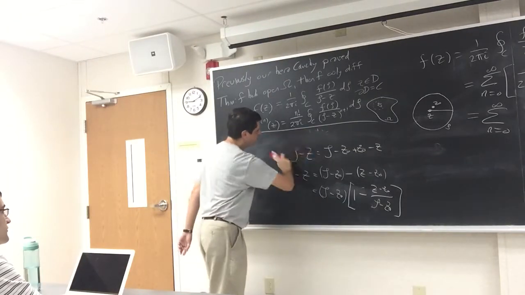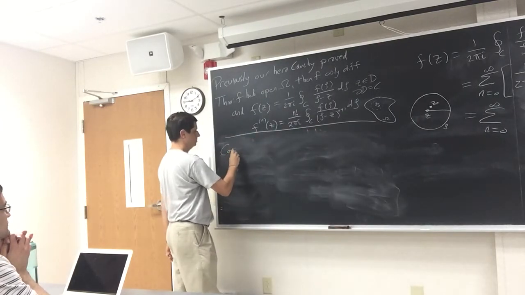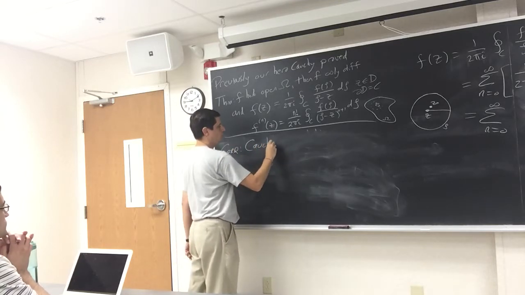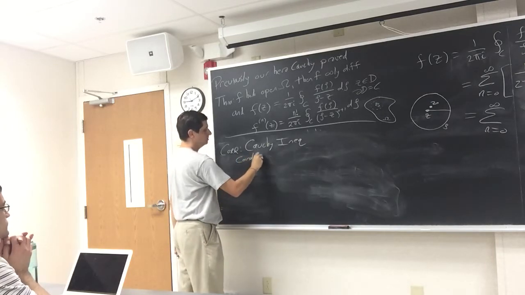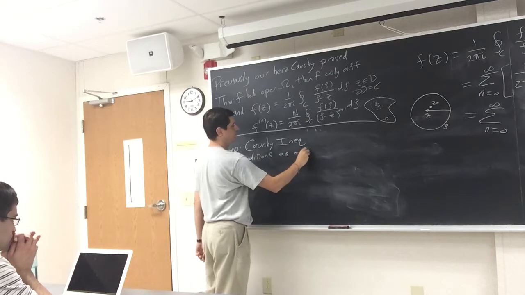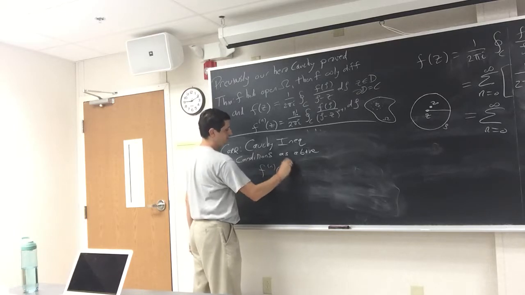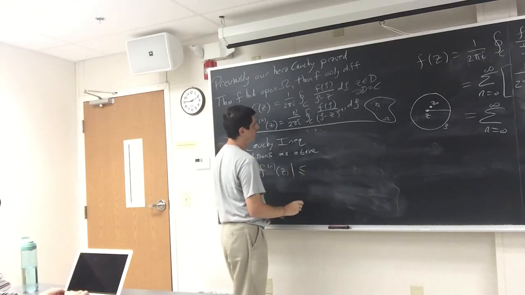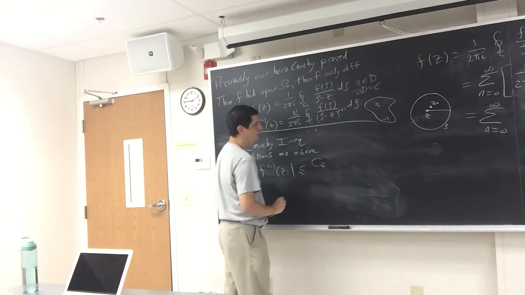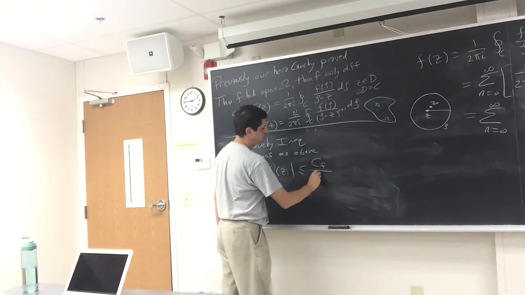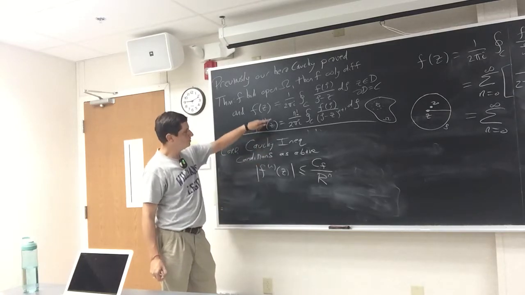So we have a couple of consequences from this. The first, as a corollary, is the Cauchy inequality. So, conditions as above, the nth derivative at z in absolute value is less than or equal to some constant depending on f over r to the n. So this follows immediately from this.